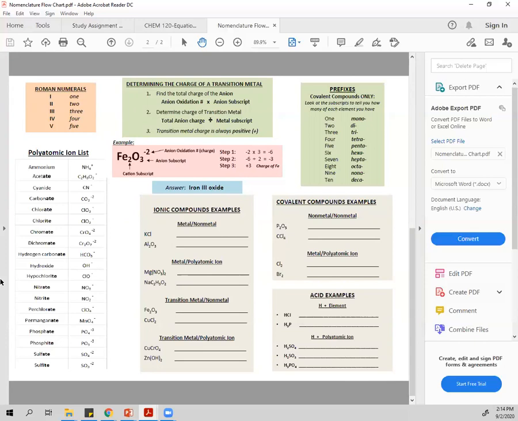We will go more in depth with covalent compounds and ionic compounds, covalent compounds and acidic compounds next week. But you already have some of them on your homework because I want you guys to start practicing. It's really important that you guys practice them. It takes a while to master, and it's all about repetition. Okay, good luck.